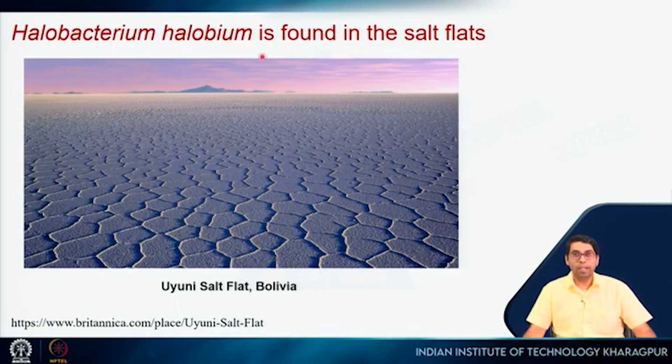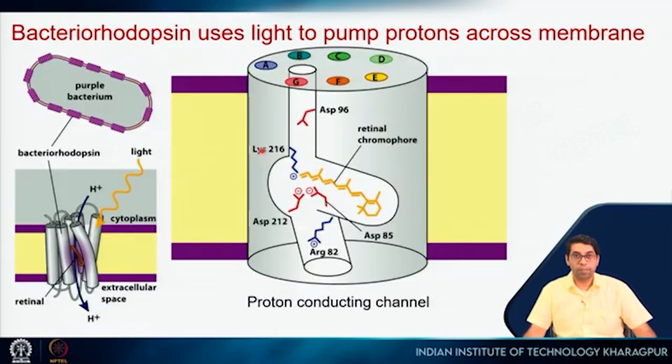So this type of bacteria are found in salt flats. If you have not seen salt flat, so this is an example of a salt flat. It's the Uyuni salt flat in Bolivia. So these bacteria, they love salt, and they are found in this type of salt flats. So this is the bacteria. It is a purple bacterium, and the color comes from these proteins. The membrane protein is here, the bacteriorhodopsin. It absorbs light, and it results in transfer of proton from the cytosol to the extracellular space. Thereby it establishes this proton gradient.